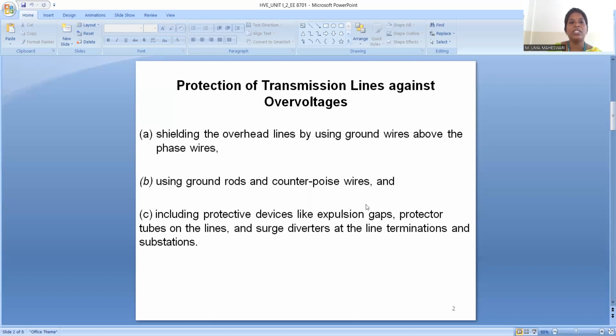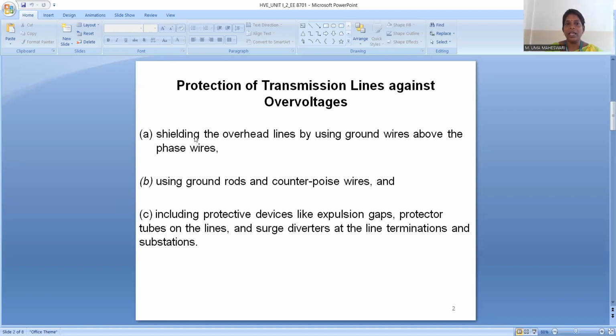Now, the protection of power system equipments from over voltages due to lightning can be done by these methods: using ground wires above the phase wires, using ground rods, using counterpoise wires, and using protective devices like rod gap, expulsion type, and whirl type surges. So the protection of the transmission lines against over voltages can be done by these methods.